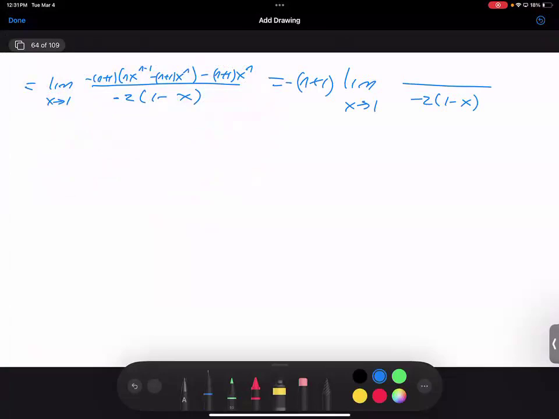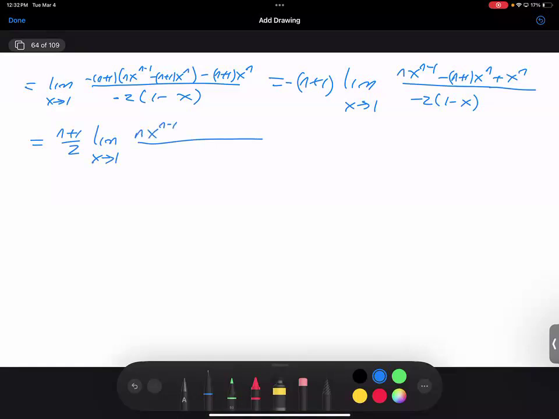We will pull out a negative n plus 1. So we're going to have n x to the n minus 1 minus n plus 1 x to the n plus x to the n. Oh, we could actually simplify that a little bit. The negative cancels with the negative down below. We'll have n plus 1 over 2. We have the limit as x goes to 1. Now we have n x to the n minus 1. We have a negative n plus 1 x to the n, and we have a plus x to the n. That's just going to be a minus n x to the n. And then the denominator is just 1 minus x.